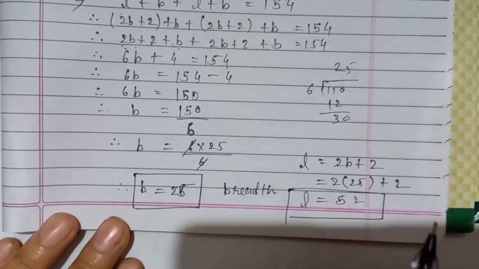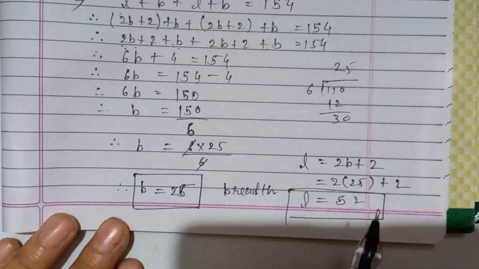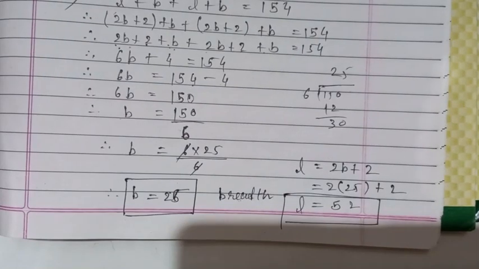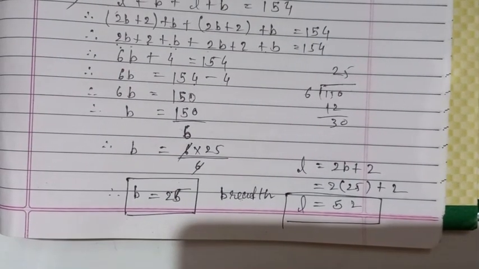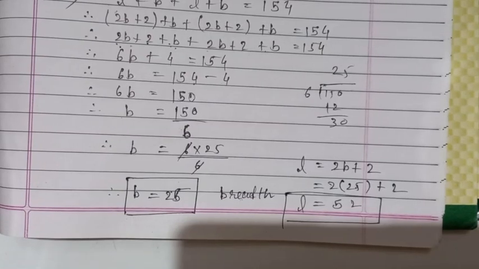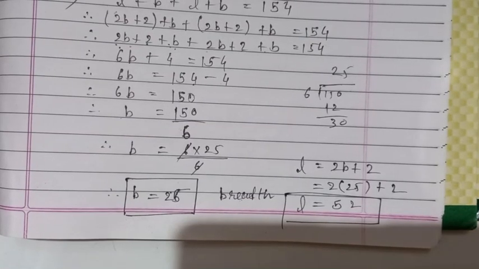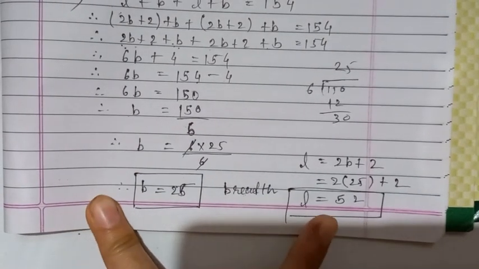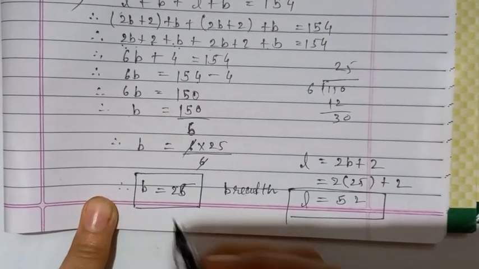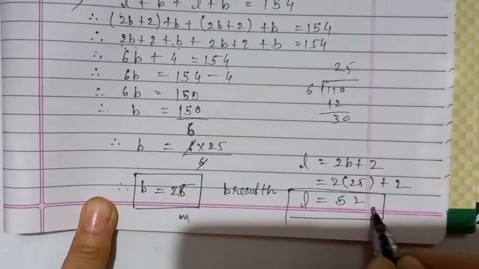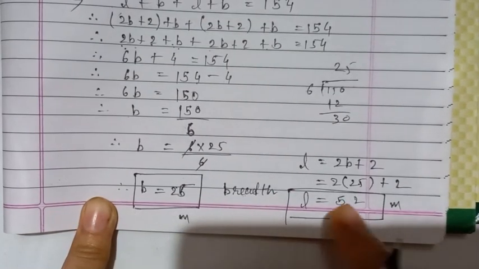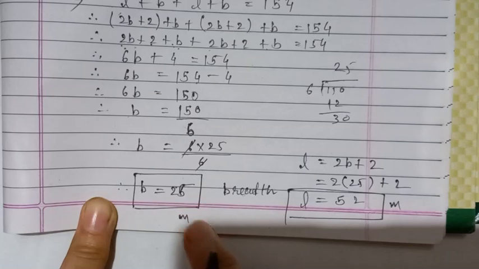Okay, so finally you have got the answer. You were asked to find the length and breadth of the rectangular pool. So our answer is: and one important thing, you have to write the unit also. So length is 52 meter and breadth is 25 meter.